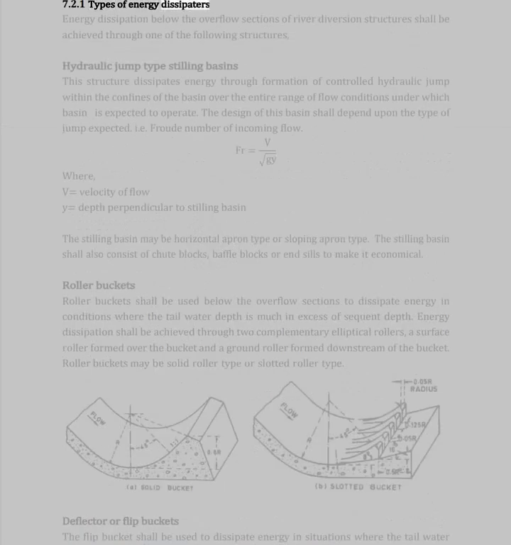7.2.1 Types of energy dissipators. Energy dissipation below the overflow sections of river diversion structures shall be achieved through one of the following structures. Hydraulic jump type stilling basins. This structure dissipates energy through formation of controlled hydraulic jump within the confines of the basin over the entire range of flow conditions under which the basin is expected to operate.